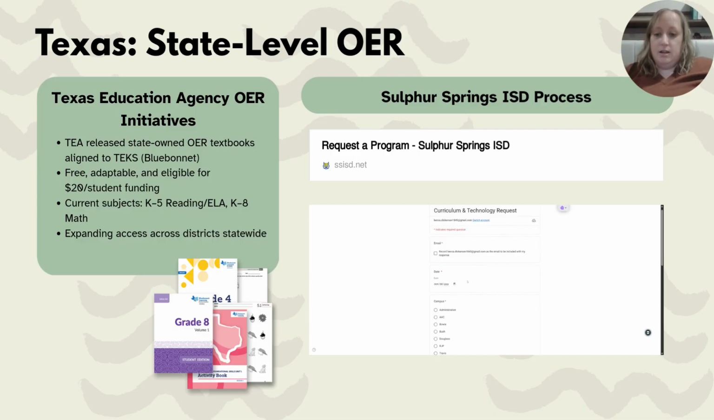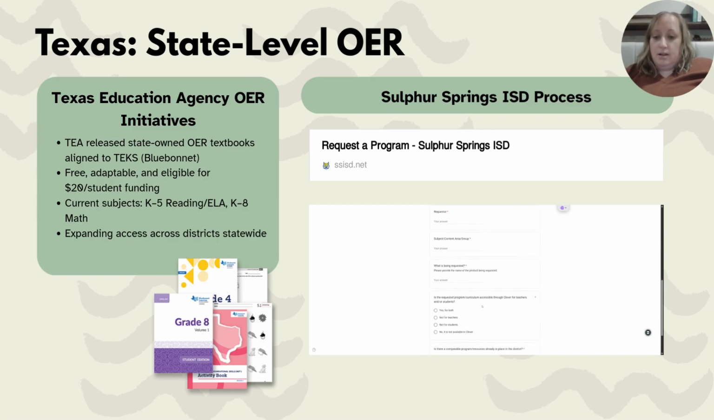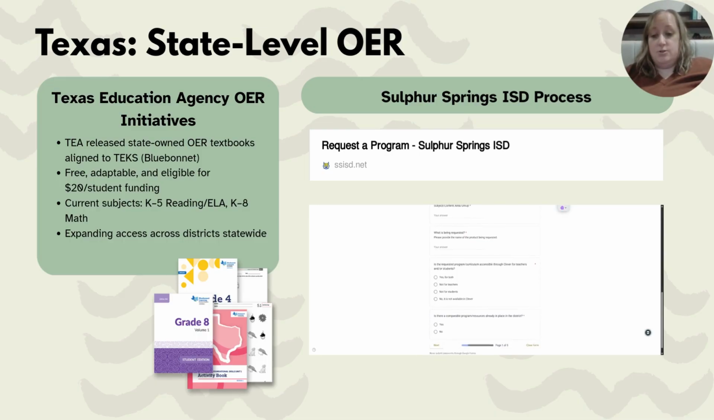They'll request the date, what campus they currently work with, their name, subject area, content area, or group that they're requesting this for, what's being requested. They need to provide the name of the product being requested. Is the requested program/curriculum accessible through Clever, or as we are recently moving into ClassLink for teachers and or students? And is there a comparable program or resource already in place?